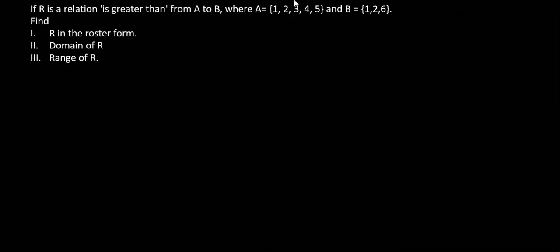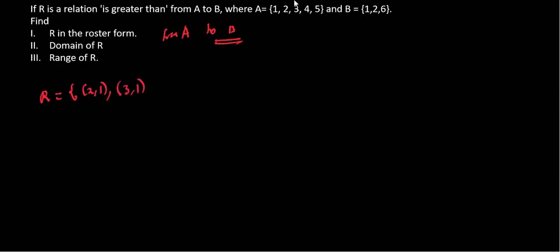Okay, now look at this one. If R is a relation greater than from A to B, so is greater than from A to B. That's what it means, right? A is supposed to be greater than B. So there, what you do is you start. Is 1 greater than anything in B? No. How about 2? 2 is greater than 1. Correct, right?